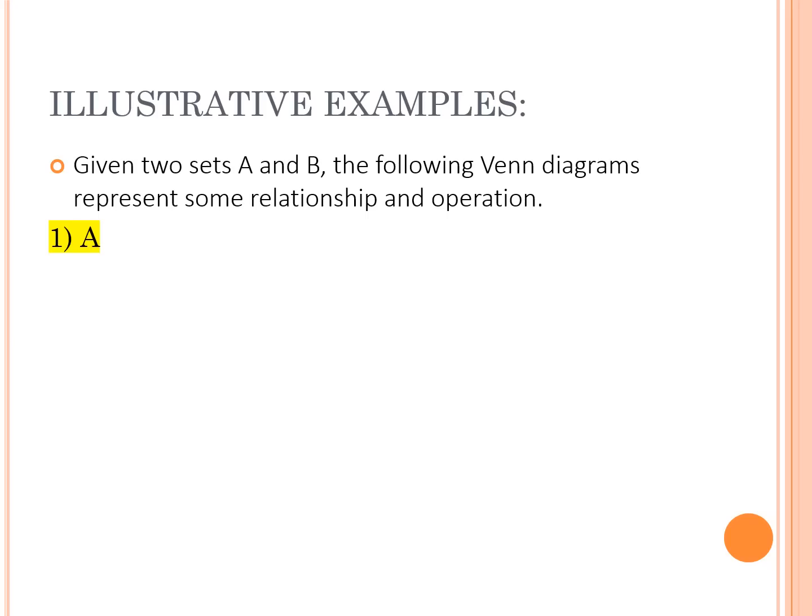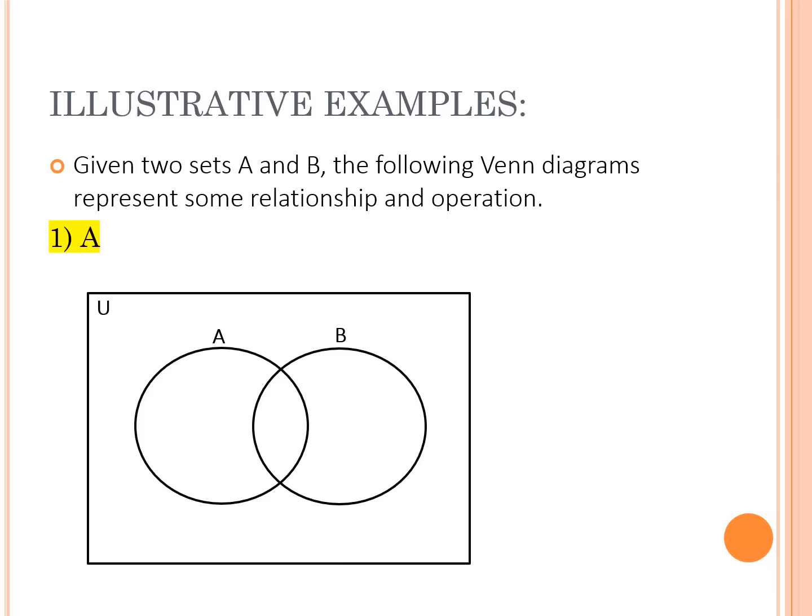So we have here an illustrative example. Okay, so for us to shade set A, we have here a box first. This box contains all of the elements of set U. That's why we have here a letter U, that is for universal set. As we have said earlier, a universal set contains all of the elements under consideration. So this box is very important. Now, we have here two circles, A representing set A and B representing set B.